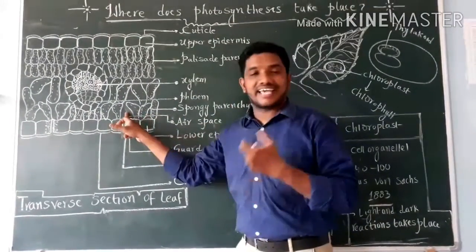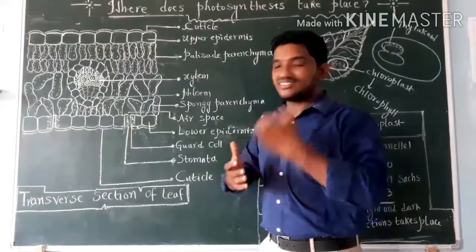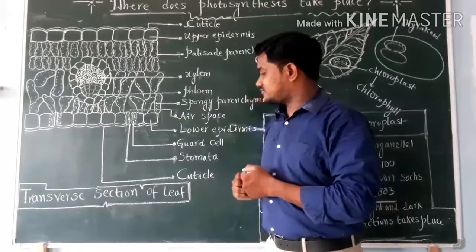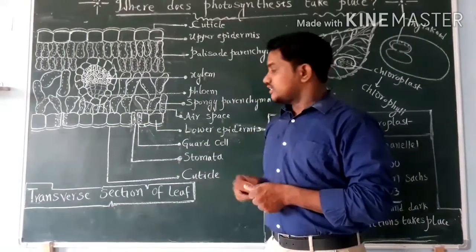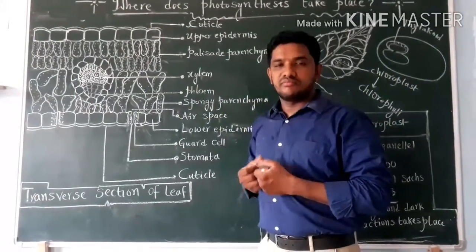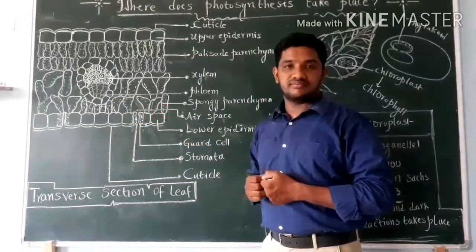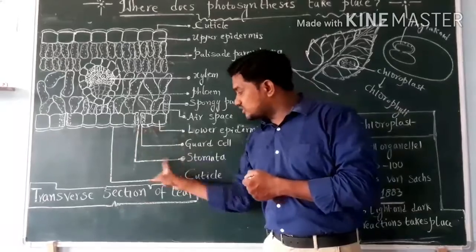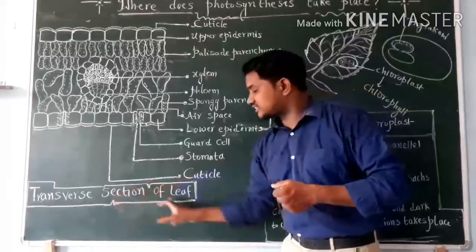Between these cells, it has a gap. This gap is called an air space. Now observe the lower epidermis. The lower epidermis contains stomata, which are covered with two guard cells. These are guard cells. This stomata helps in gaseous exchange, meaning carbon dioxide passes through the stomata only, and oxygen passes out from this part only, the stomata. These are the parts which are present in the transverse section of the leaf.